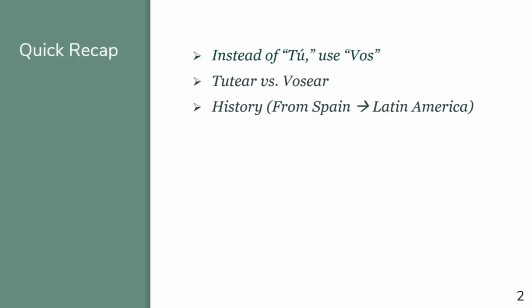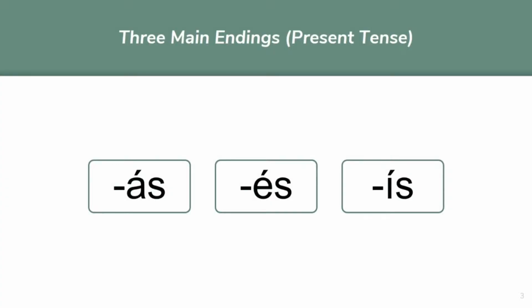Anyways, let's talk about the three main endings in the present tense for el Voseo. So you've got the AR, ER, and IR verbs. And the main three endings are as, es, and is. So for AR endings, it's A with an accent mark, S, as. With ER endings, verb endings that is, there's E with an accent mark and S. With IR verb endings, there's I with an accent mark and S.